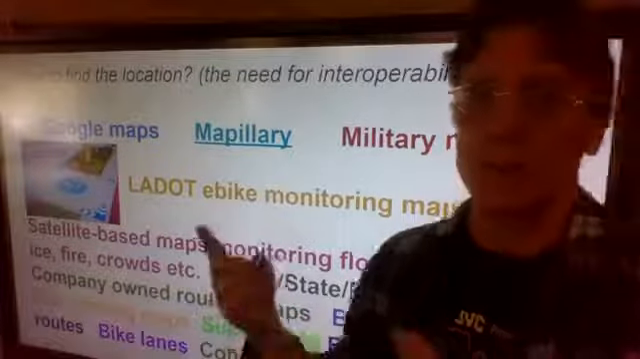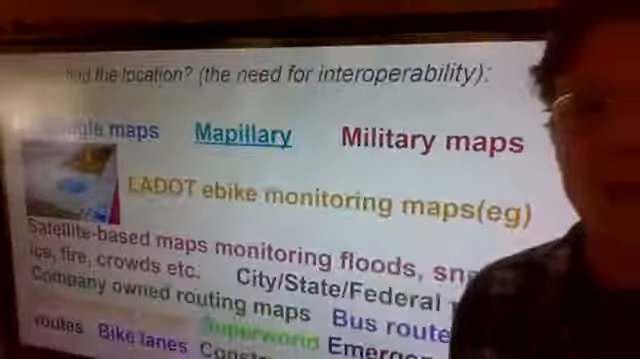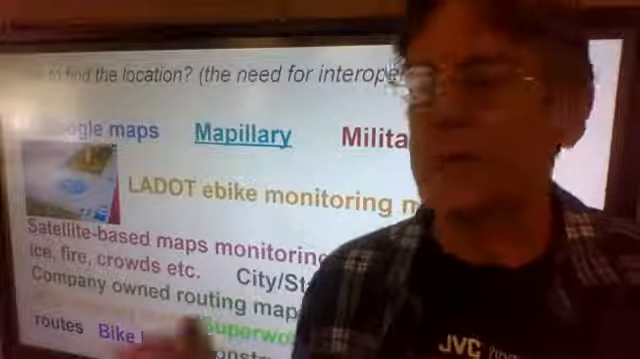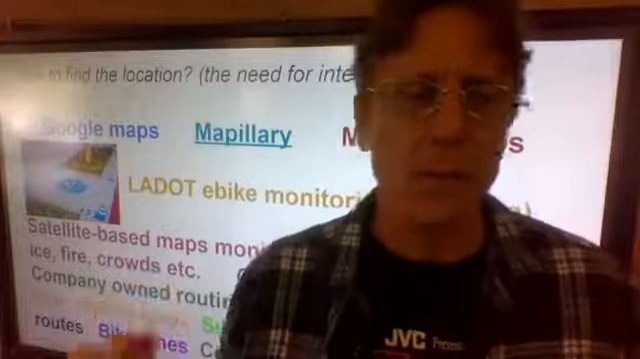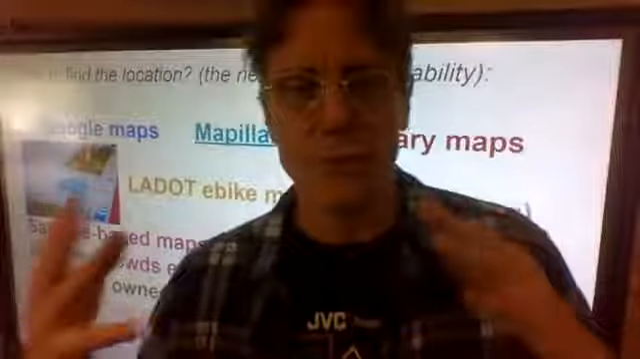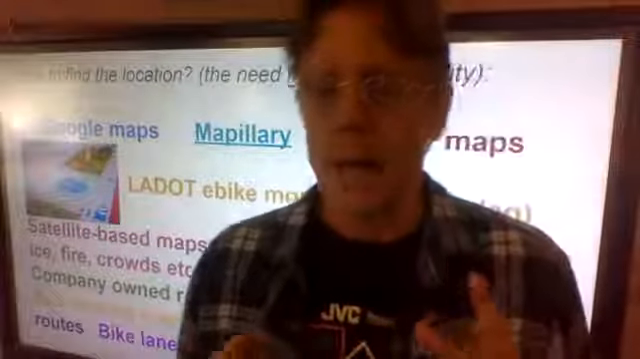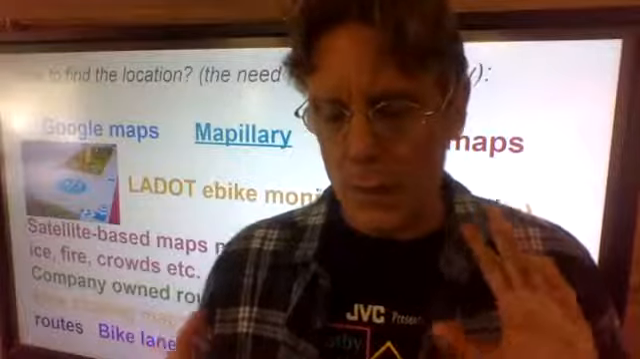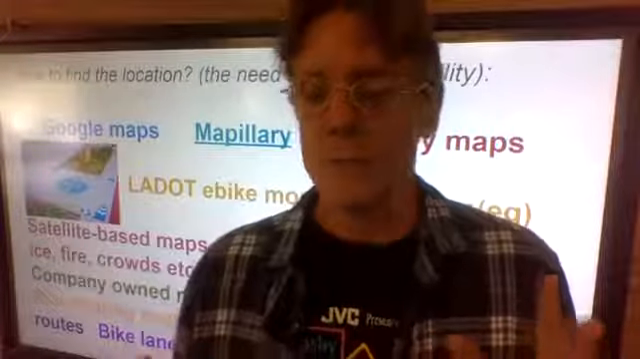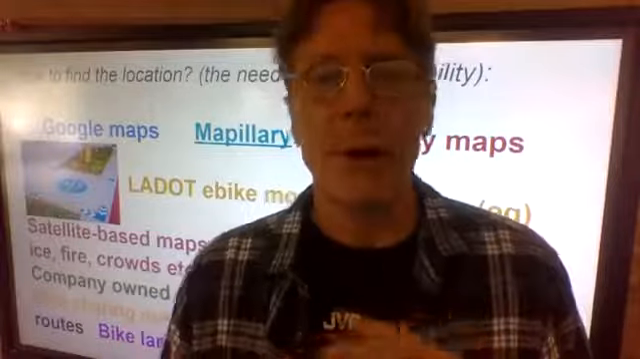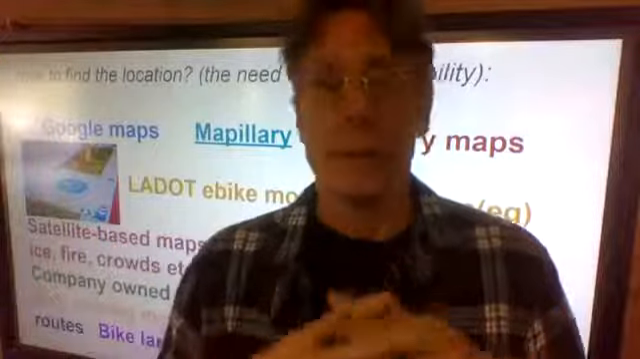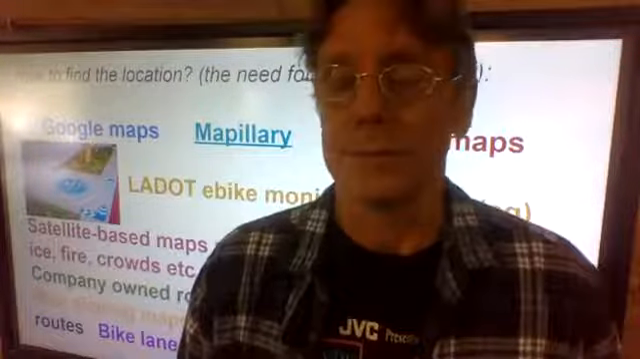Google Maps, there's something called Mapillary, there are military maps. In Los Angeles, they have a map for e-bikes. There's satellite-based maps, companies, bike lanes. There's just so many possibilities for people to have their own maps. And for augmented reality to have maximum functionality, it has to all be interoperable. It's not like one company should have a lock on this. They should all be interactive.